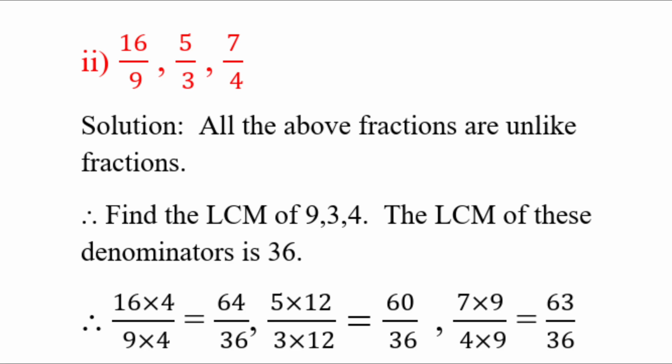Same for the third one: 4 9s are 36. For making the denominator 36 we have to multiply 4 by 9. 4 9s are 36 and the numerator is 7 9s are 63.